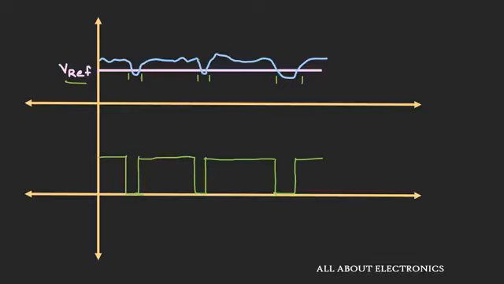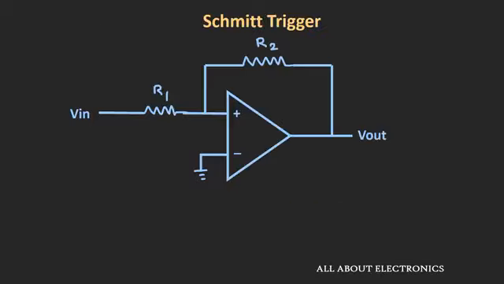To resolve this problem, the comparators are used with some hysteresis, or we can say that positive feedback is provided to these comparator circuits, and these kinds of circuits are known as the Schmitt trigger circuit. By providing the positive feedback, we can increase the noise immunity of this comparator, and we will discuss more about this Schmitt trigger circuit in the next video.